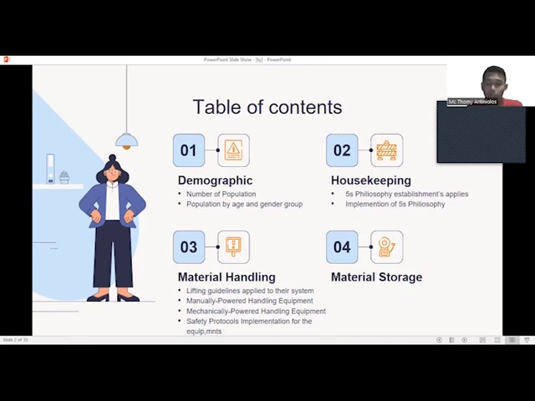Safety protocols implementation for the equipment. This is where we talk about the safety procedures they use for certain kinds of equipment. Number 4, material storage, where we describe the establishment's warehouse or storage facility, determine whether it has adequate ventilation, lighting, and at least 2 escape routes from fires in an emergency.